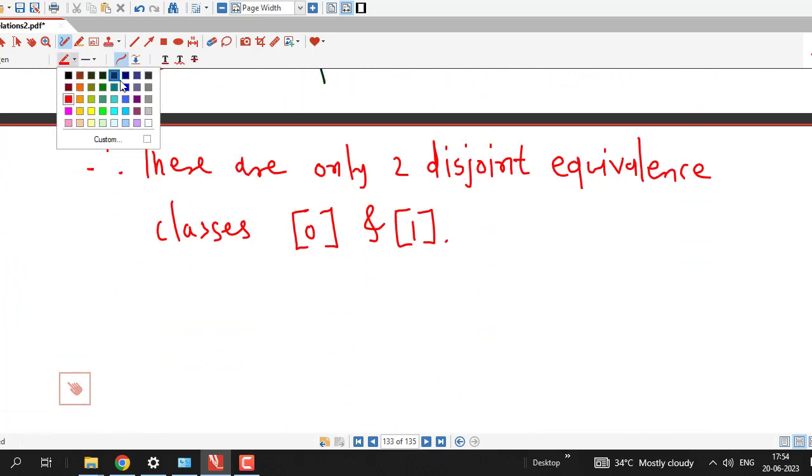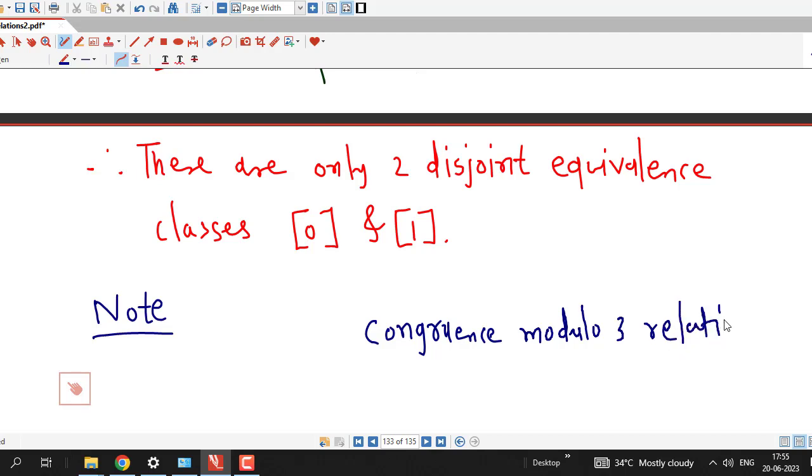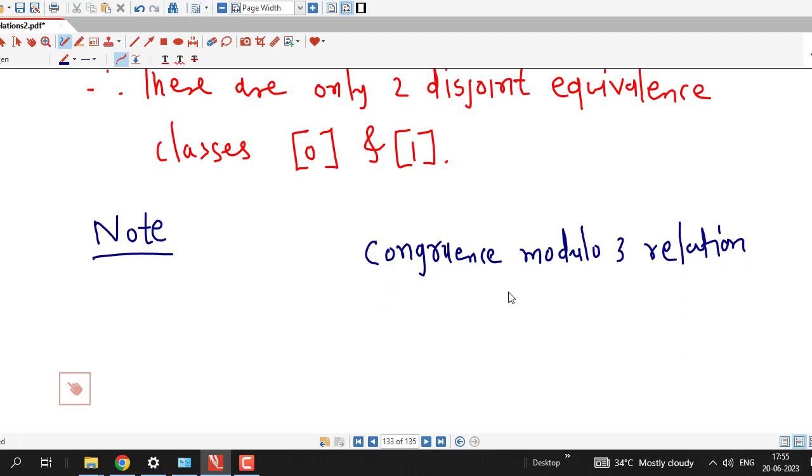Now I can remark, or I can note down certain things which we have observed from the last 2 lectures. If you recall the previous lecture, we had taken the congruence modulo 3 relation, and we obtained 3 equivalence classes generated by 0, 1 and 2. These 3 equivalence classes were disjoint, and this collection was a partition of the set of integers.